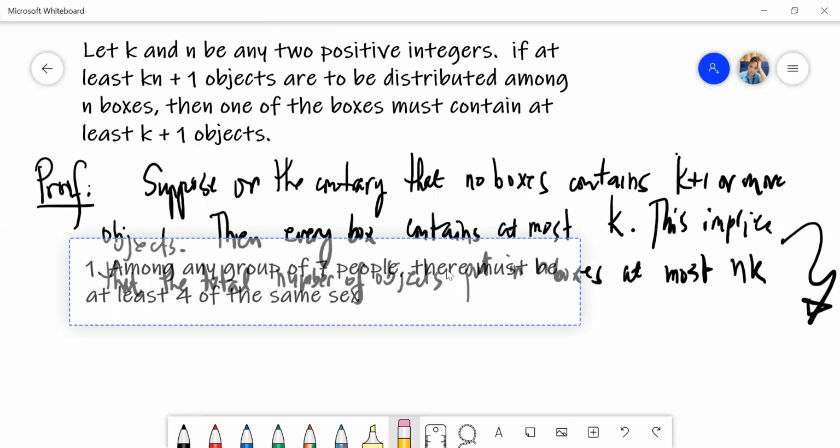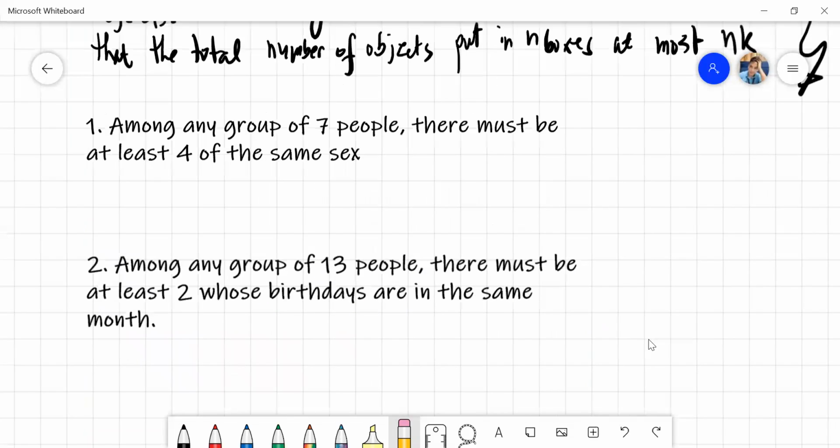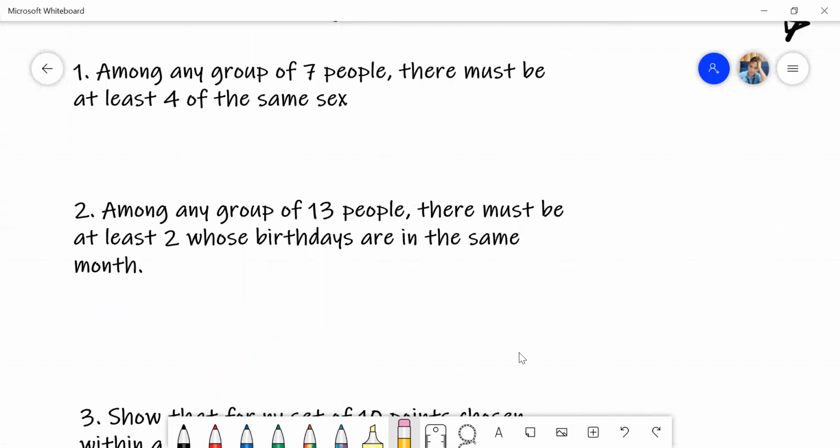So let's consider first a basic example. Among any group of 7 people, there must be at least 4 of the same sex. Can you figure this out? Okay, so there are 7 people, so let's say 1, 2, 3, 4, 5, 6, 7. Without loss of generality, let's just consider there are 2 sexes, male and female.